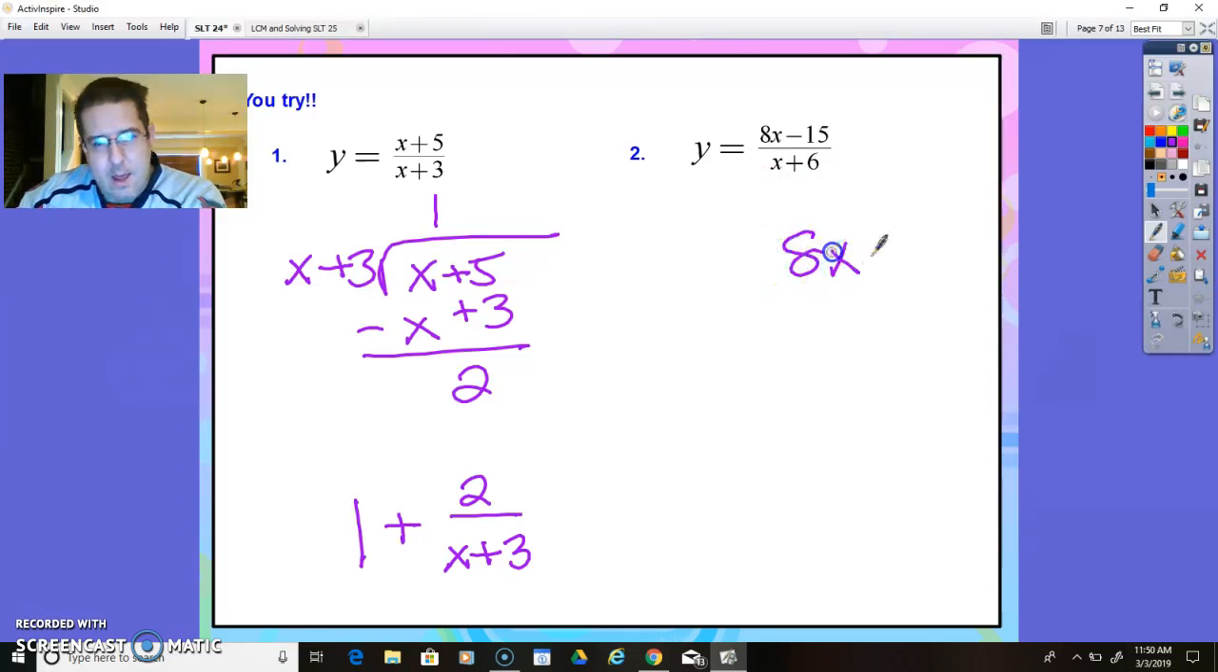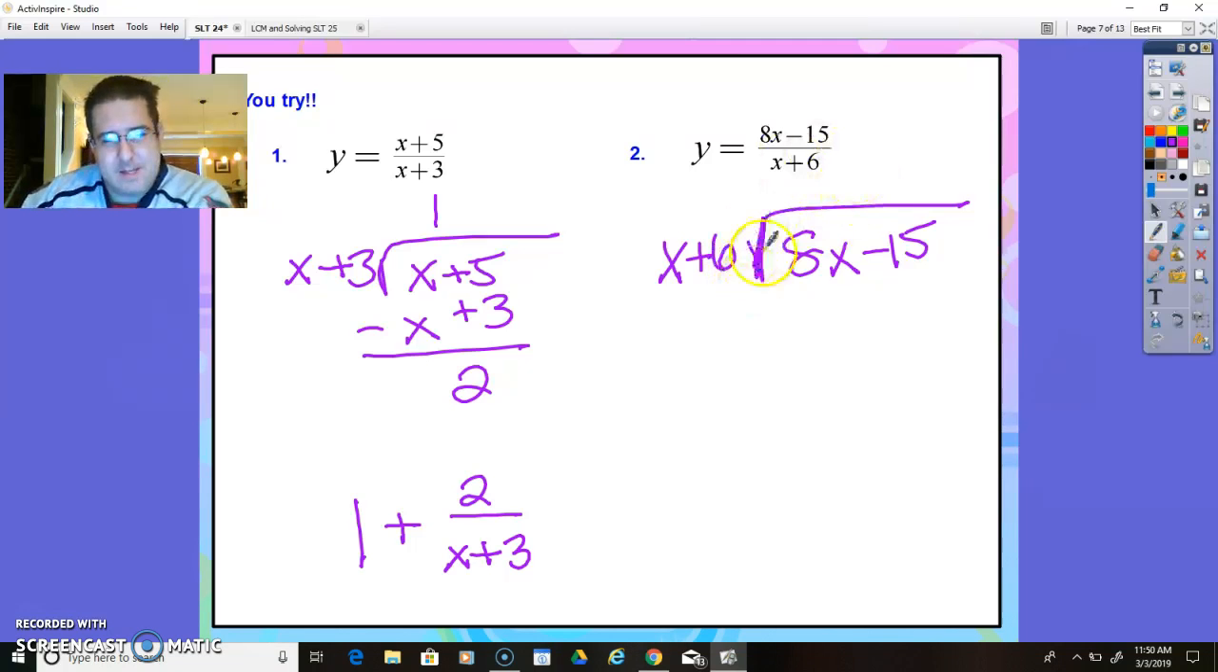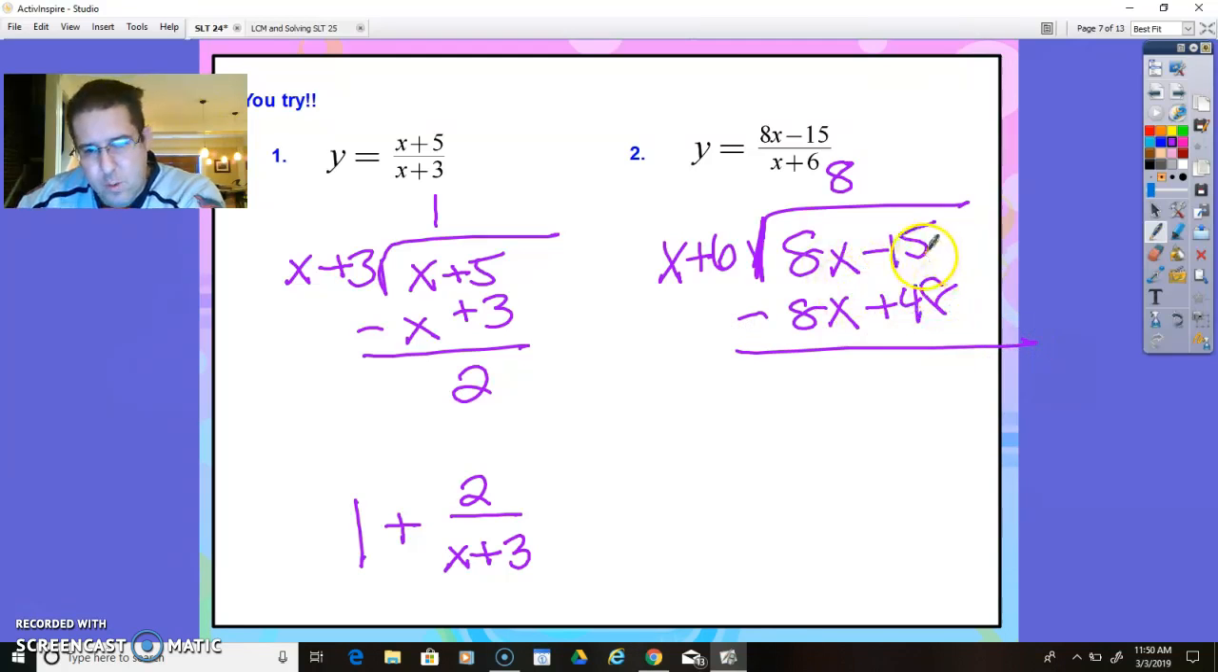And last one, 8x minus 15 divided by x plus 6. Sorry, that should have been straight up and down. It's not a square root. So x times 8 is 8x. 6 times 8 is 48. Subtract the two. Negative 15 minus 48 makes negative 63, I believe. So that's going to be 8 minus 63 over x plus 6.